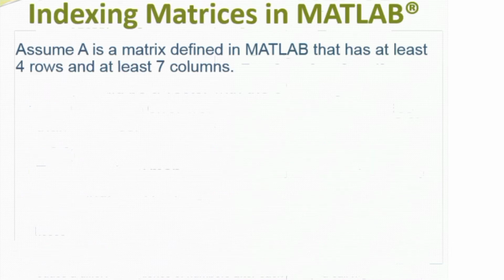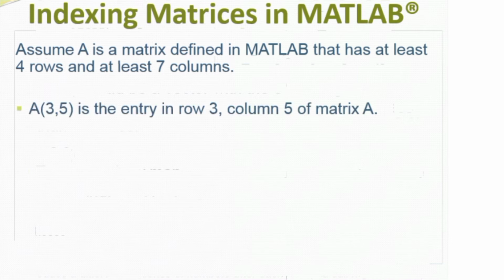Now, if I want to index into a matrix, that's a little bit different because a matrix is two-dimensional. So instead of just specifying an entry number, I actually have to specify which row the element is in that I'm trying to get and which column that element is in. So let's assume that we have a matrix A and it has at least 4 rows and 7 columns. If I type A(3, 5), that means that I am pointing to the value in the matrix A that is sitting in row 3, column 5.